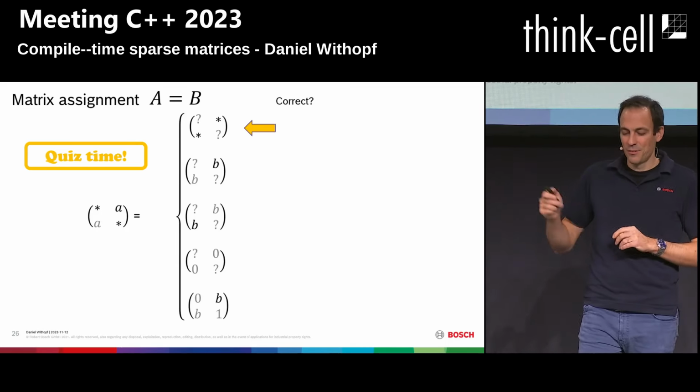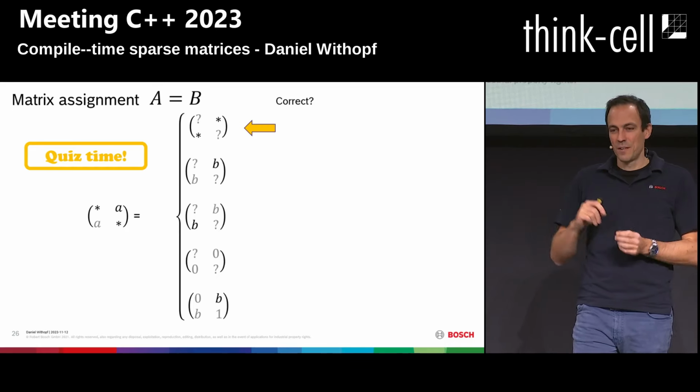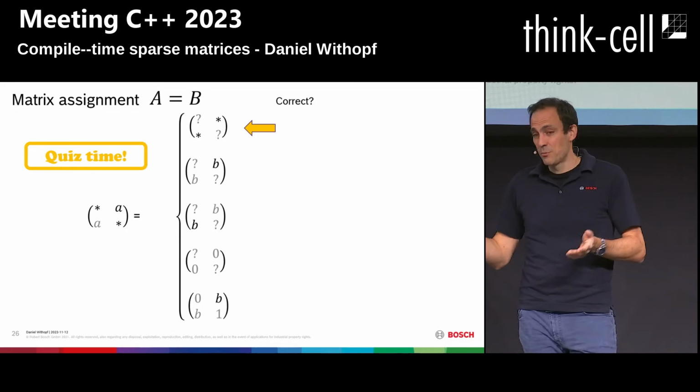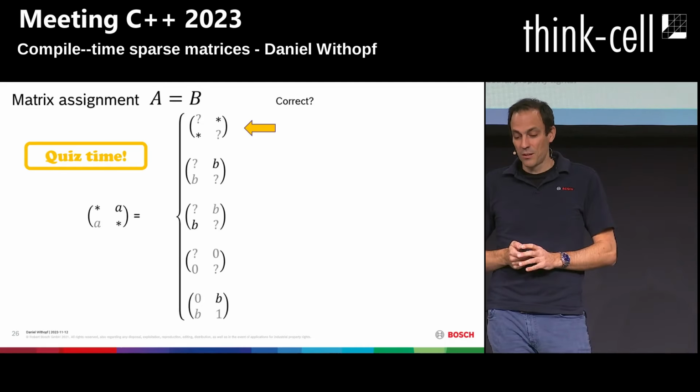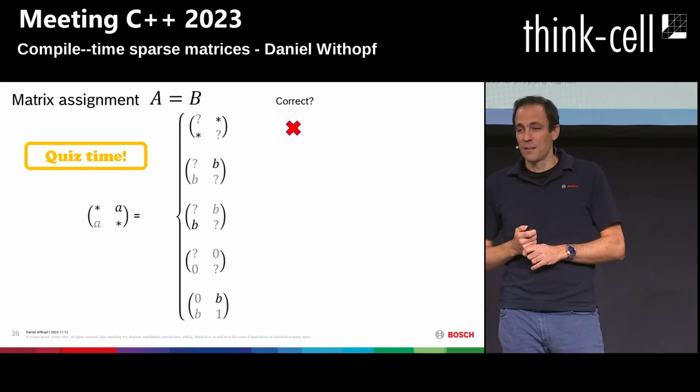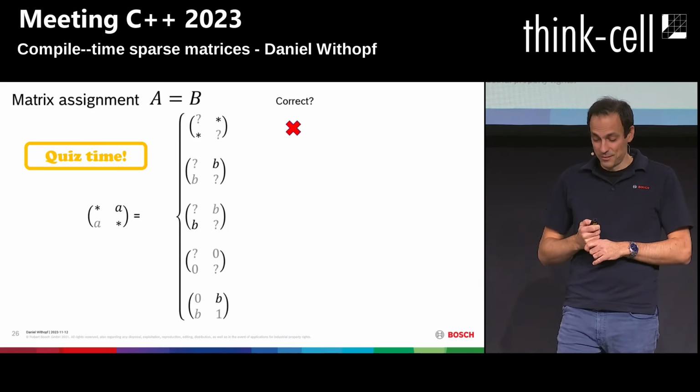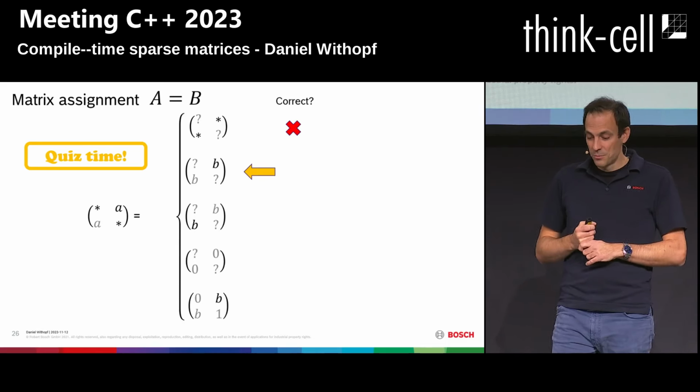Yeah, so I'll just repeat. On the left-hand side, we have two entries that are fixed to be identical. On the right-hand side, we could have, I don't know, 3 and 5 for these entries, and then this wouldn't work. So this could really be a problem. This is incorrect, and we should definitely prevent this operation at all costs. So what about the second one?